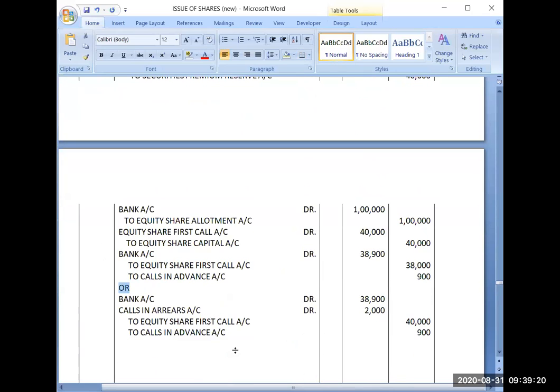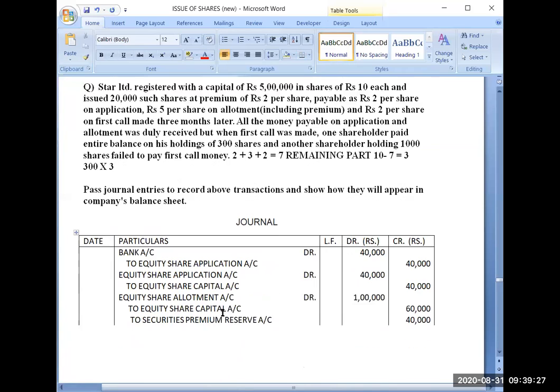Don't get confused. It is only an optional entry. Either this one or this one. Okay, that's all for today.